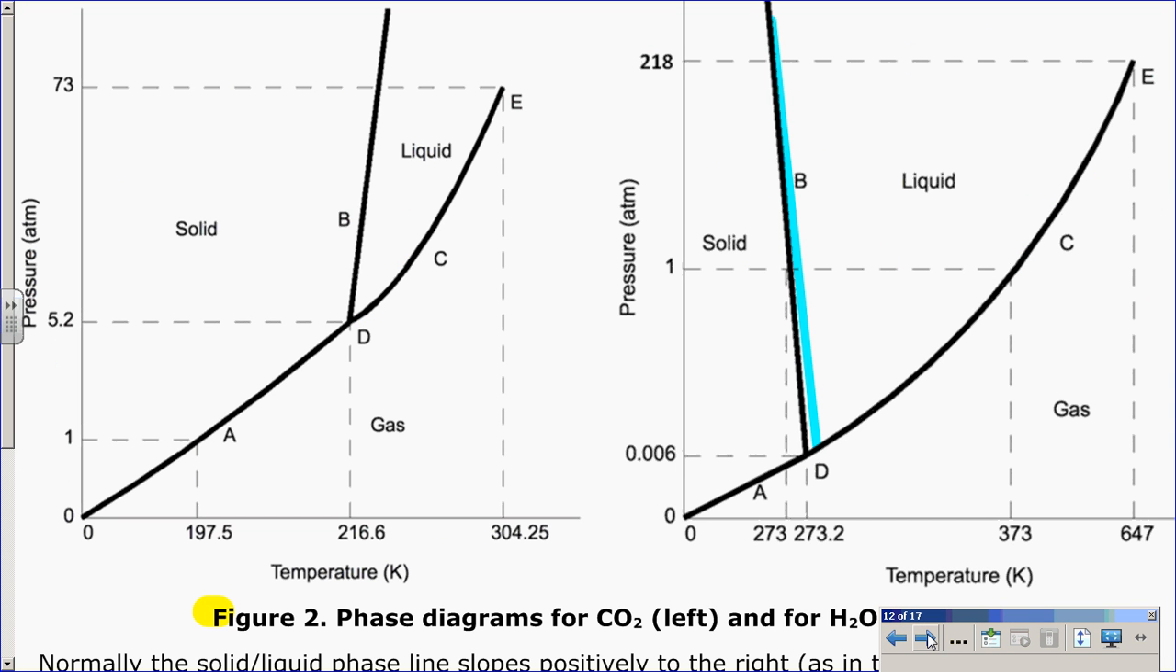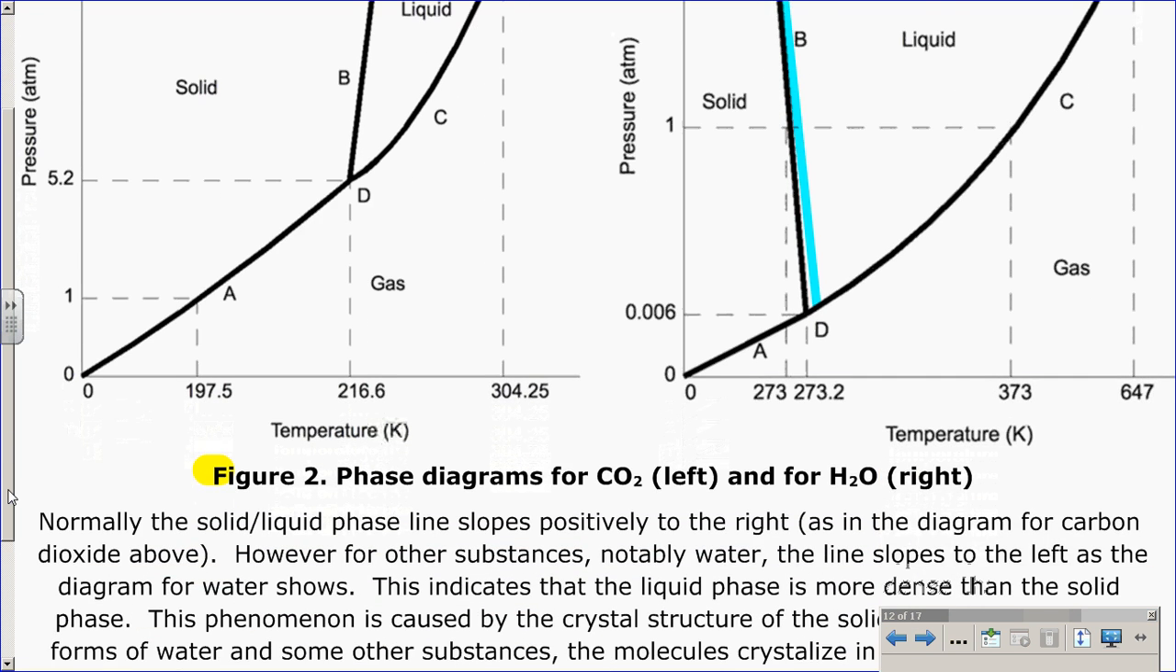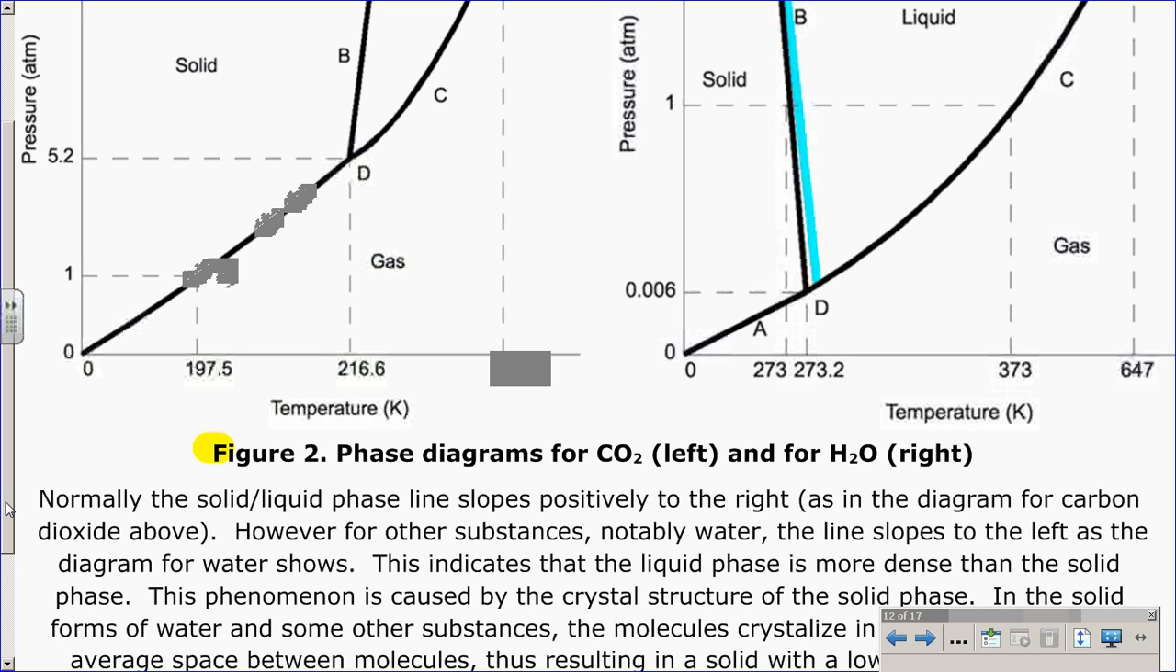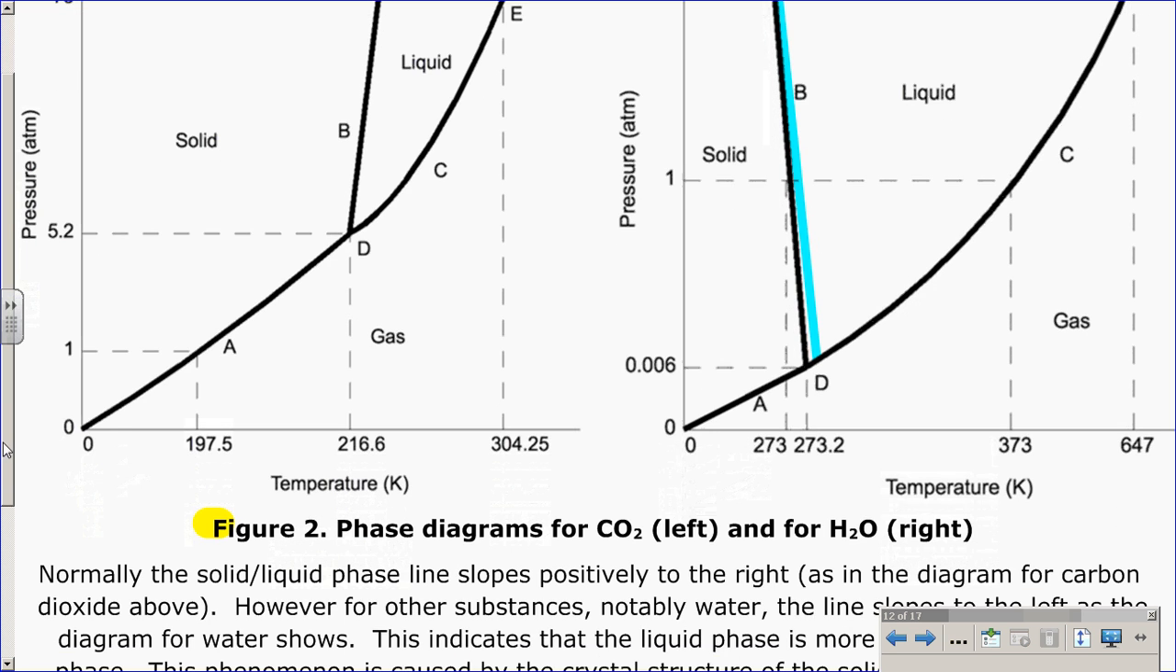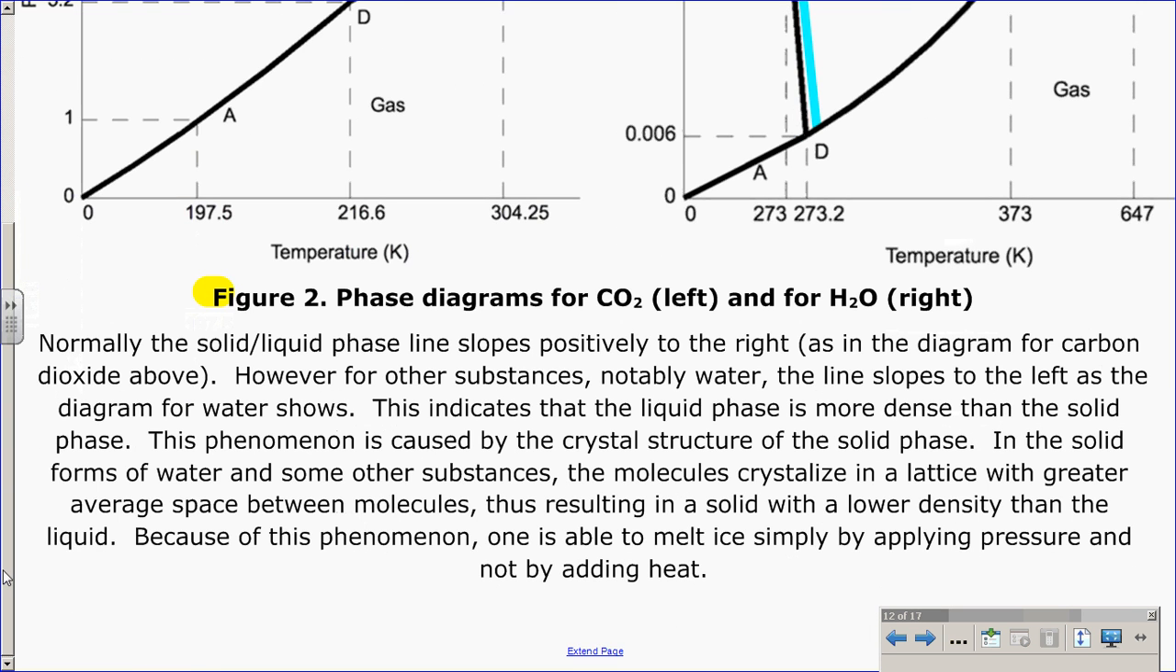Okay. Notice what's different. Look at these two graphs. Actually, you can see right here, positive slope. This is a negative slope, so this one's water. This one is different. This is carbon dioxide. Carbon dioxide has a totally different graph and everything. So I'm not going to go through that right now.